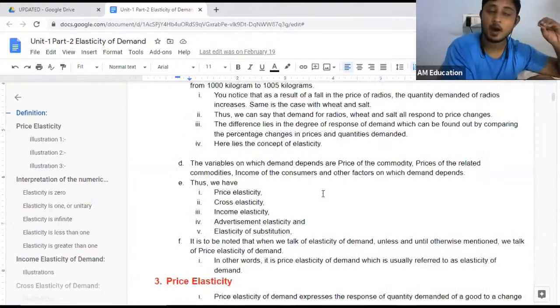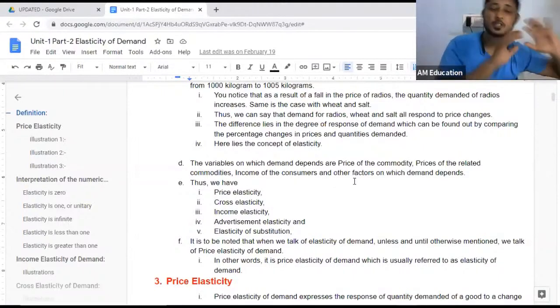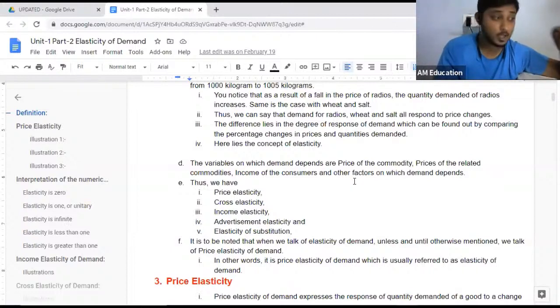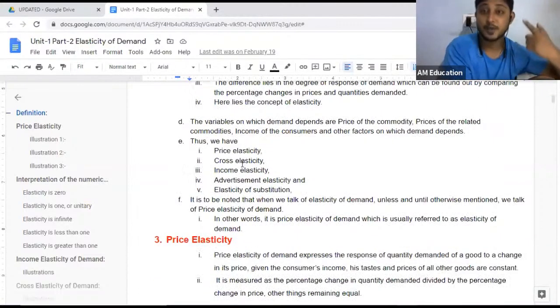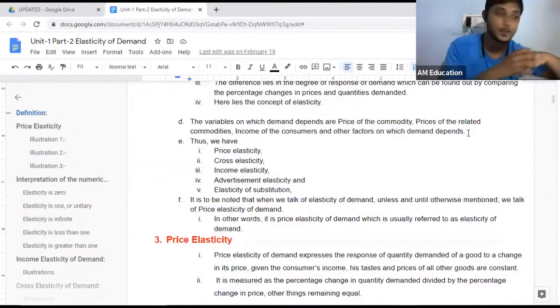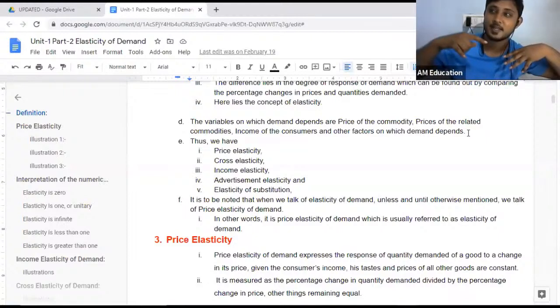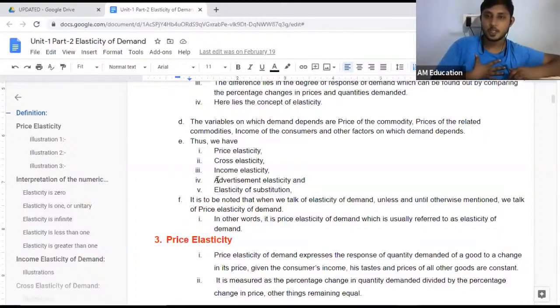The variables on which the demand depends are price of the commodity, price of the related commodities, income of the consumer, and other factors on which demand depends. We've just come to know about these variables, right? So thus we have price elasticity because price is a variable, cross elasticity because of the related goods. So the related goods elasticity is called cross elasticity because there's nothing wrong with the product, but there are related products that are creating this elasticity, with which the quantity demanded of my product changes. There is some change, increase or decrease.